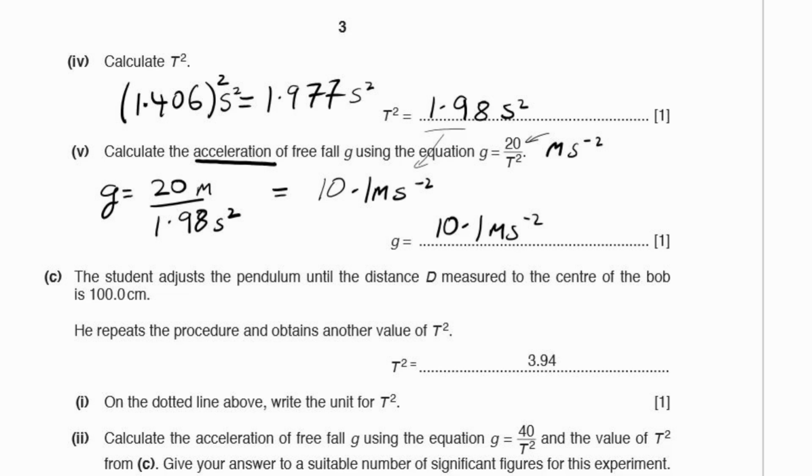C. The student adjusts the pendulum until the distance d measured to the centre of the bob is 100 centimeters. He repeats the procedure and obtains another value for t squared, 3.94. Excellent. On the dotted line above, write the unit for t squared. Same as before, t squared has a unit, seconds squared.